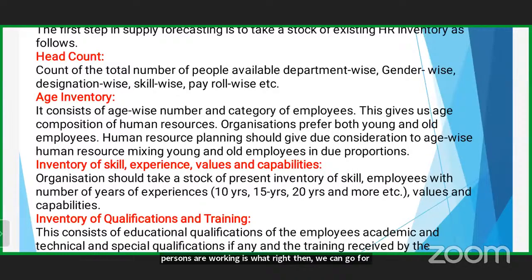Then gender wise and experience wise. Number of male and number of female employees are working. Qualification we can identify here: undergraduate, graduate, postgraduate, three types. How many undergraduates, graduates, postgraduates are there? Experience: less than 5 years, 5 to 10 years, more than 10 years.